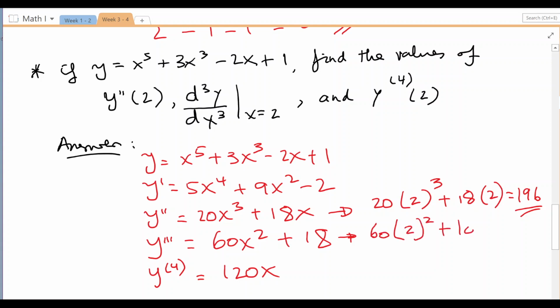And for the third derivative at x equals 2, this becomes 60 times 2 squared plus 18 equals 240 plus 18, 258, as the third derivative at x equals 2. And the fourth derivative equals 120 times 4 equals 480. Okay, so that will be the answer, or the values, for all those derivatives.